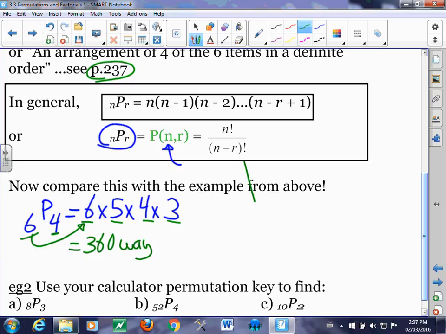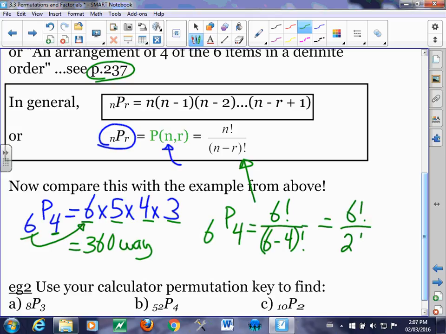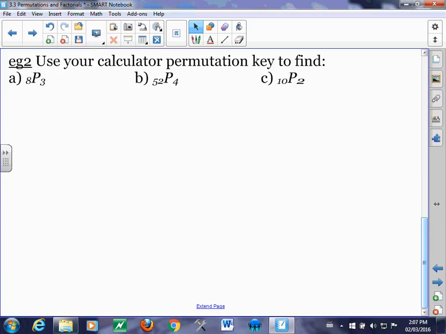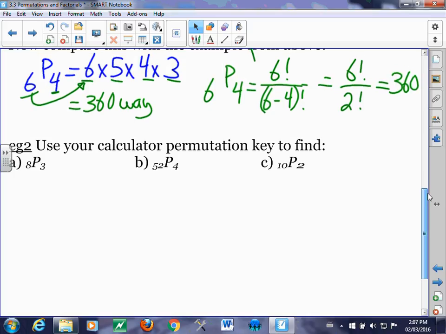Let's use this new notation up here. So 6 perm 4 equals 6 factorial over (6 minus 4) factorial, which equals 6 factorial over 2 factorial. Plug it in your calculator, 360 ways. So you can see it expressed both ways. All right, let's practice with our calculator and make sure we can input these into our calculator. Use your calculator permutation key to find the following.